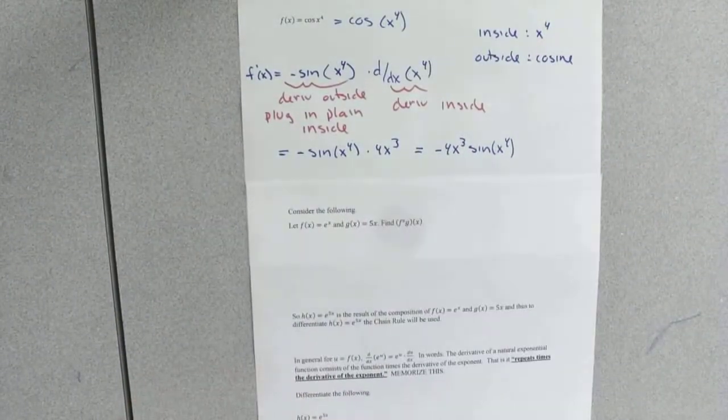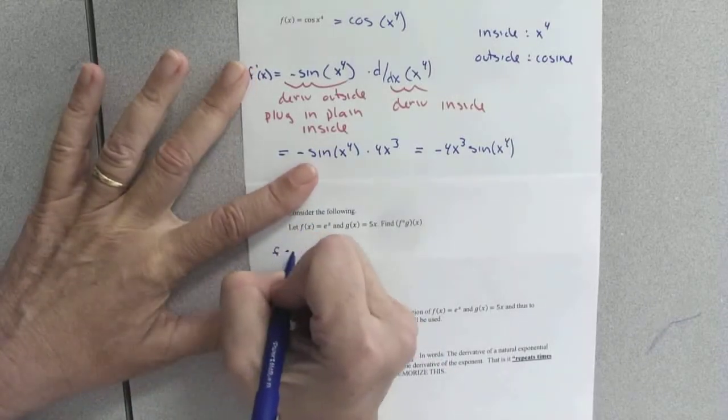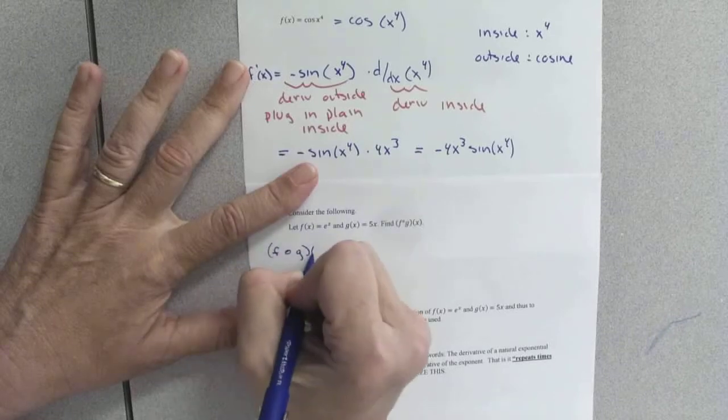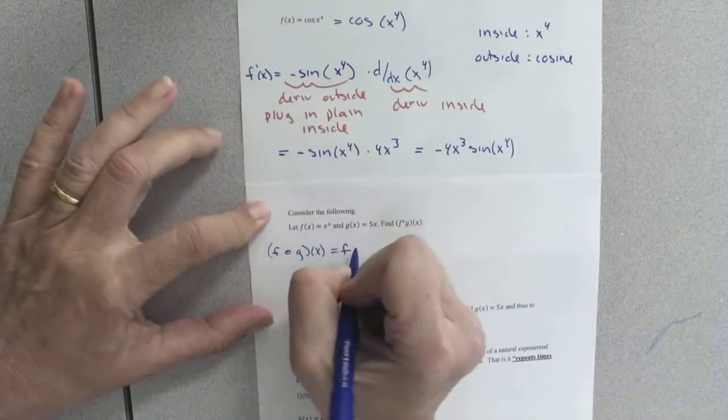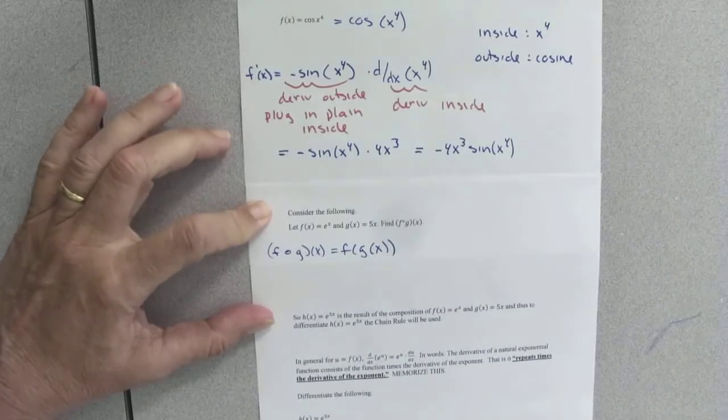Okay, moving on a little bit more. Let f of x equal e to the x and g of x equal 5 to the x. Find f of g of x. So f of g of x, written with the little circle, means the same thing as nested.